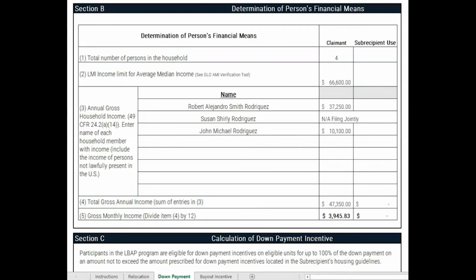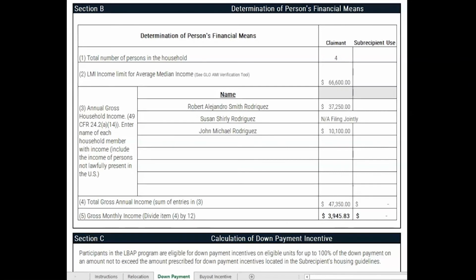In Section B, subrecipients will review the AMI and AGI calculation form and compare it with the numbers submitted in the down payment incentive form to ensure that applicants have input the correct amounts and that the household income is not more than 120% of the area median income to be eligible for down payment incentives. The subrecipient found in their review that the applicant's numbers were correct, and their gross annual income was less than the 120% limit on median income.